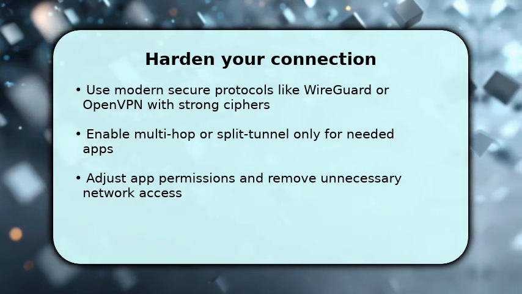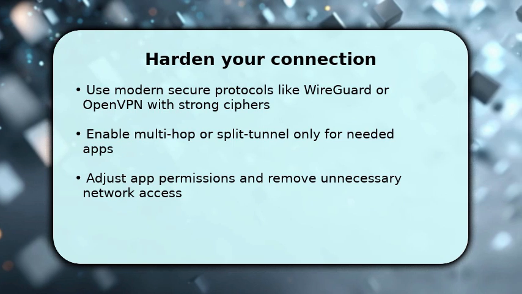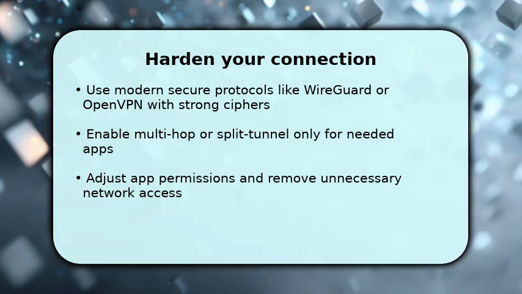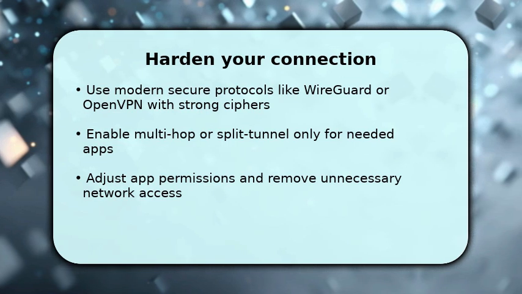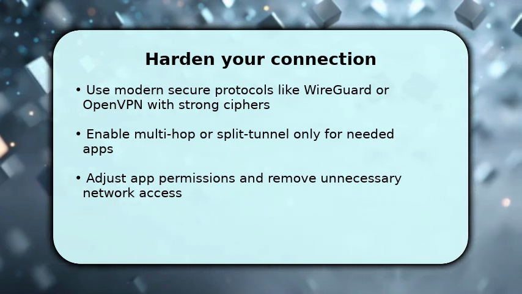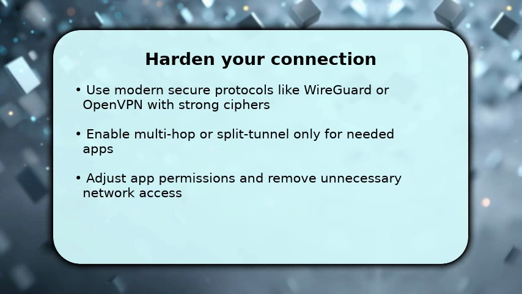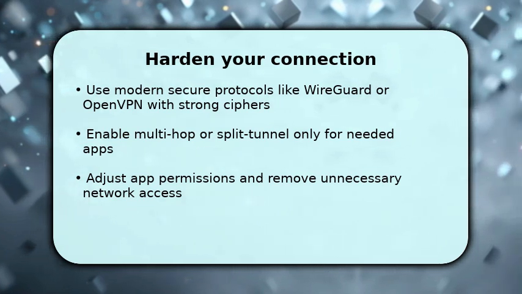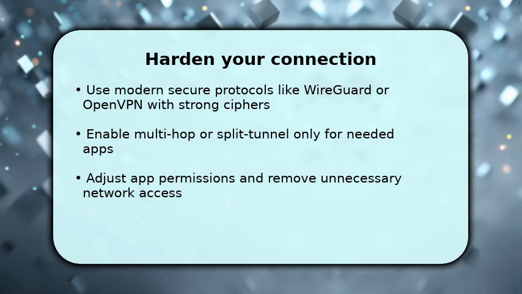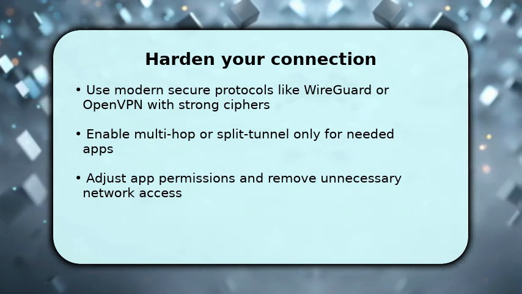Once done, enable multi-hop for sensitive sessions or use split tunnel for selective privacy, but only when necessary. Overuse can cause instability. Also audit app permissions and remove apps that access networks unnecessarily. Fewer active services means fewer distinguishing signals.